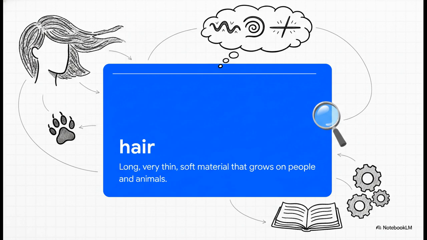This is the definition from the Simple English Wiktionary. Long, very thin, soft material that grows on people and animals. That's it. It's perfect, right? It's totally clear, it's precise, and it uses really basic words to get the idea across. There's a real elegance, a real power in that kind of simplicity.